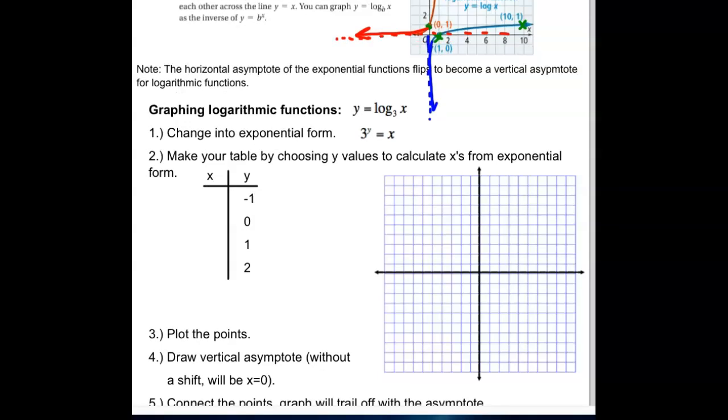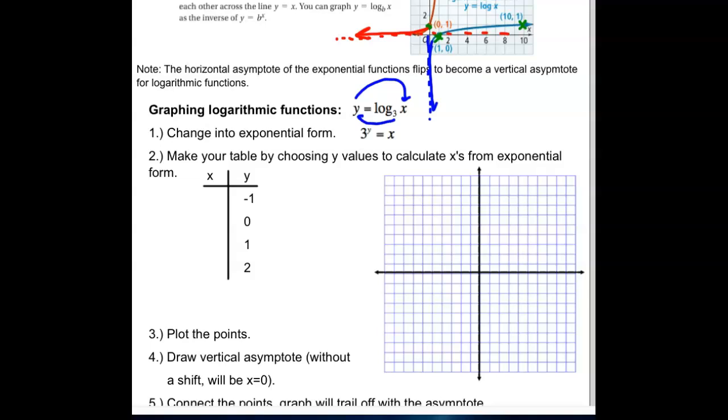All right, so the process for graphing them. It's going to start out as a log equation. Your first step would be to convert it back into its exponential form. So do your little loop. You start with your base to your power, which is the answer to a log, and it gets you back to that main number. So 3 to the y equals x.